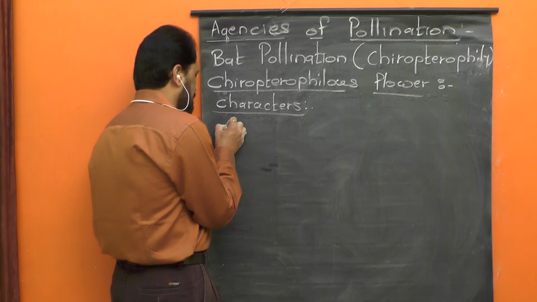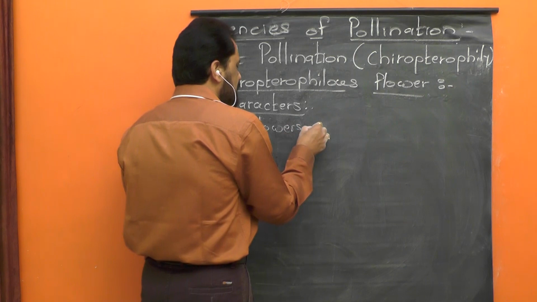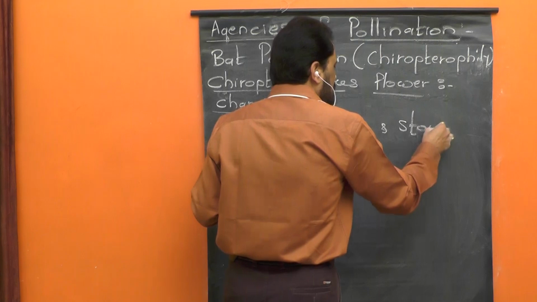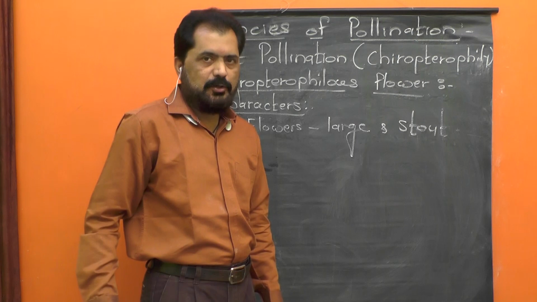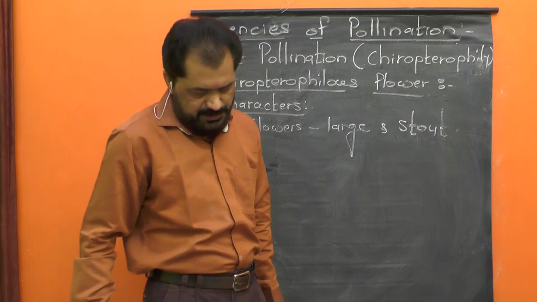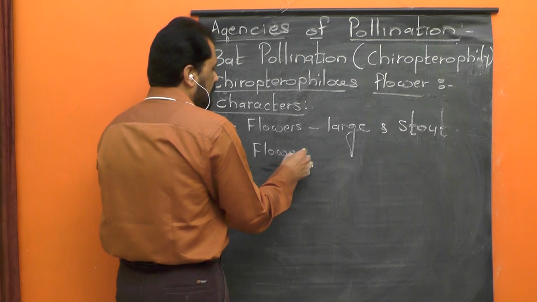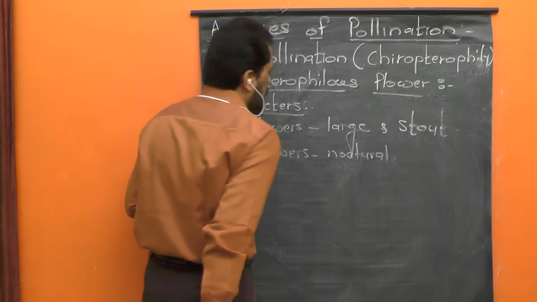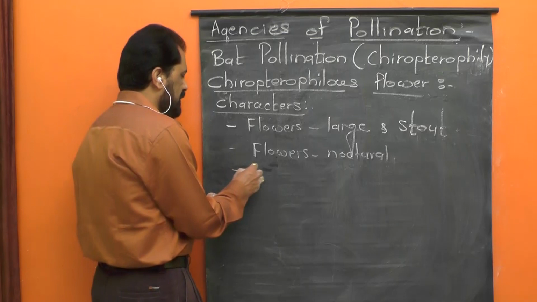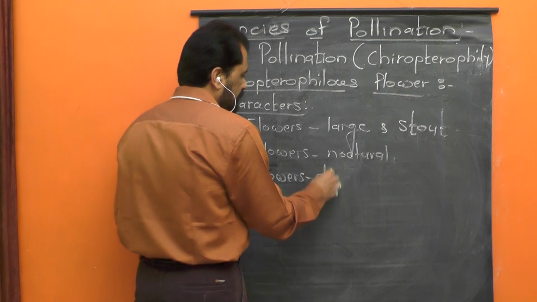Let us talk about the characters. First character, the flowers are large and very much stout. That is, all the parts of the flower are very strong and very thick. Second, these flowers are nocturnal. Nocturnal in the sense that these flowers open during night only. These flowers are dull colored, they do not have bright color. No need, isn't it? Dull color.